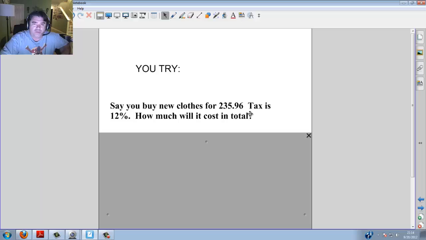Say you buy new clothes for $235.96. Tax is 12%. Must be Cook County. How much will it cost in total? So go ahead at this time and try to solve for that. How again? Take this price times 0.12. When you get that, add it back into this amount here. Go ahead.